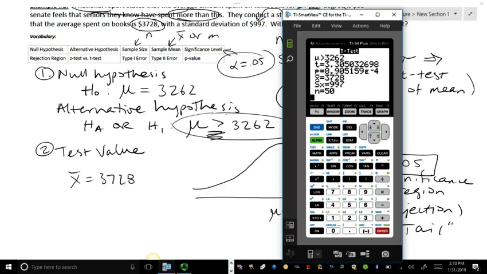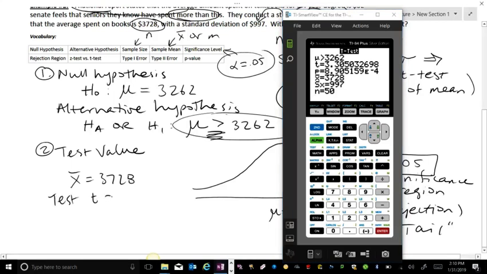So it gives me a t-value. It also gives us a p-value, which is for a different version of the same test, but it did give me the t-value. So I've got my test t-value here. So my test t is approximately 3.305.